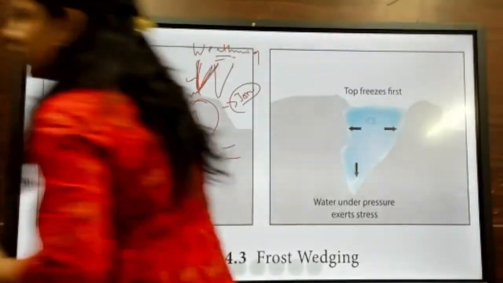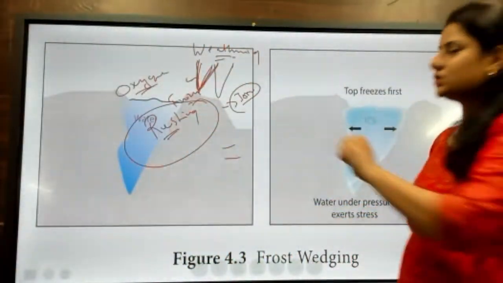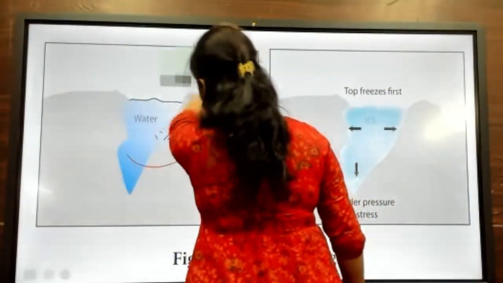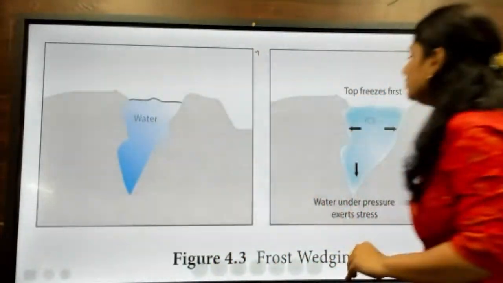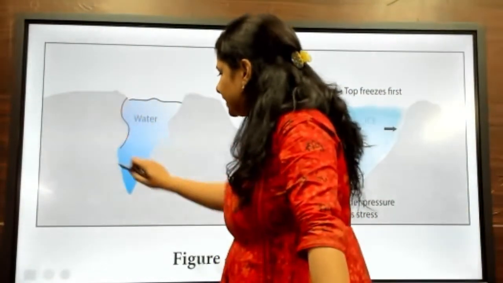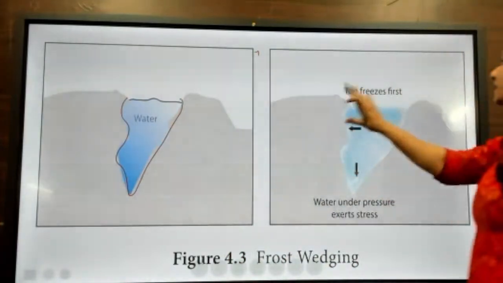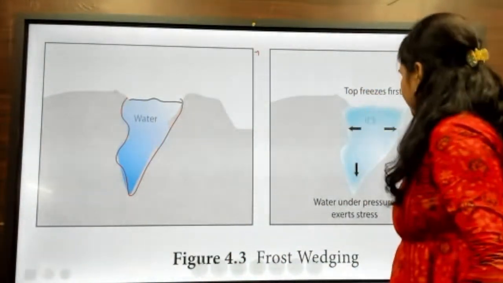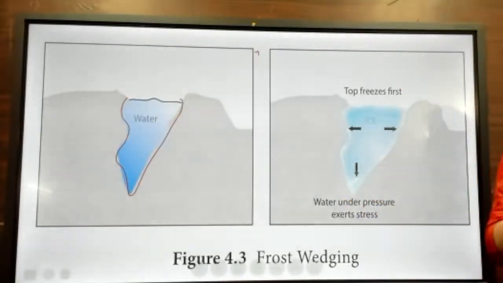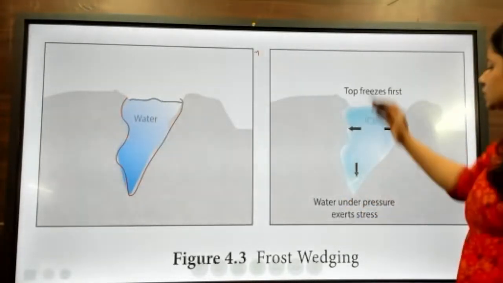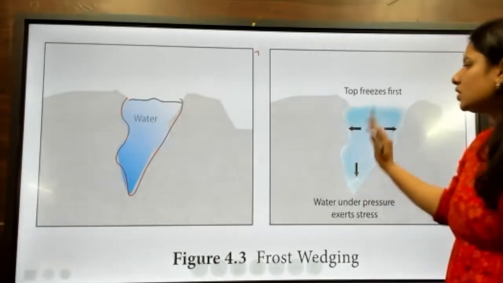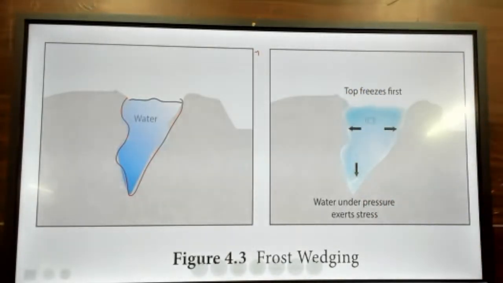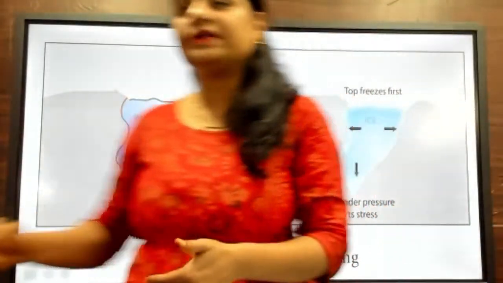Fine. This is what I was telling about frost wedging. Now, can you see here? There is a rock, right? When water is percolating inside this rock and it freezes, it expands, and the gap between these two rocks gets bigger. So when it gets bigger, slowly what will happen? This big chunk of rock will be divided into two parts. It will keep dividing itself into smaller granules.